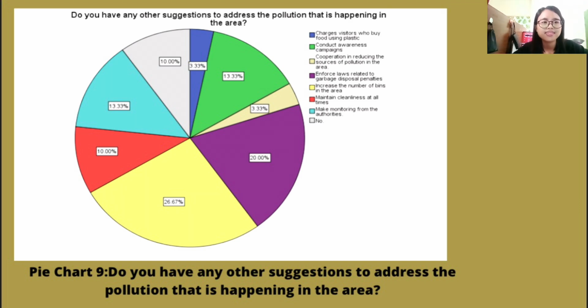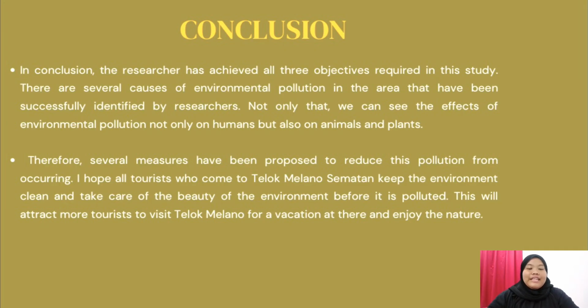Next presenter. In conclusion, the researcher has achieved all three objectives required in this study. There are several causes of environmental pollution in the area that have been successfully identified by the researchers. Not only that, we can see the effects of environmental pollution not only on humans but also on animals and plants. Therefore, several measures have been proposed to reduce this pollution from occurring.